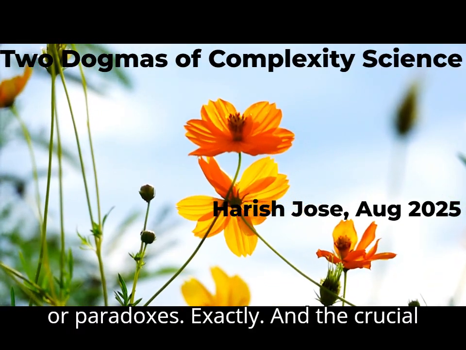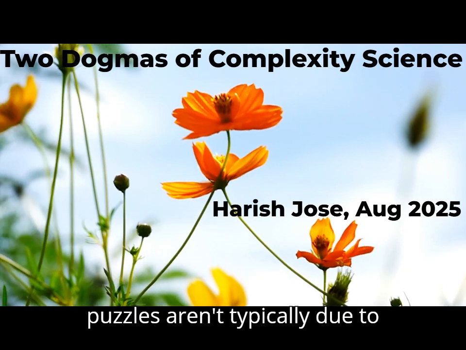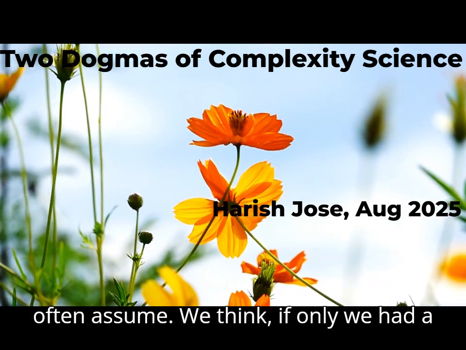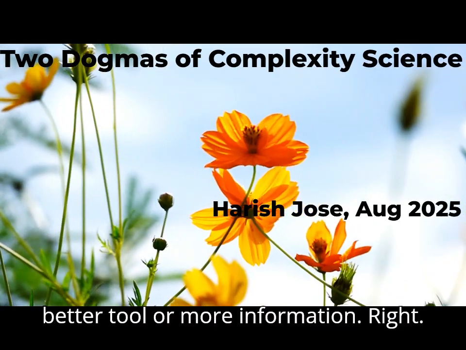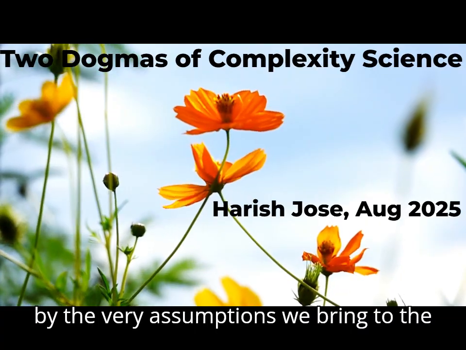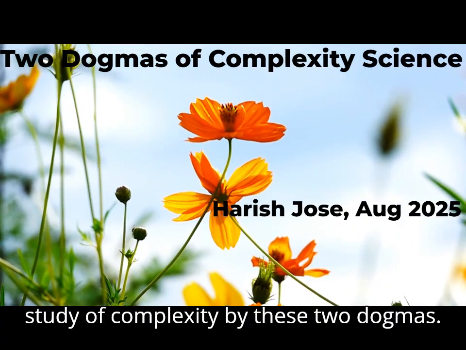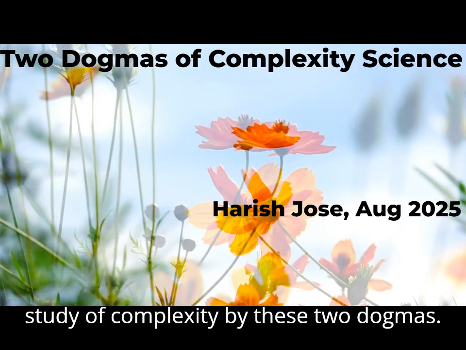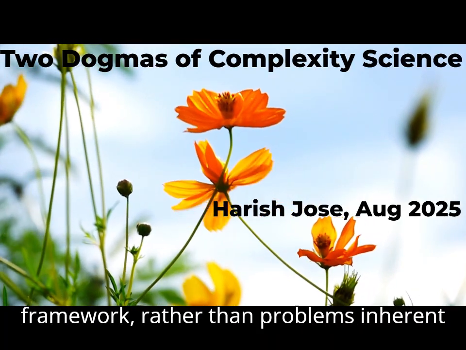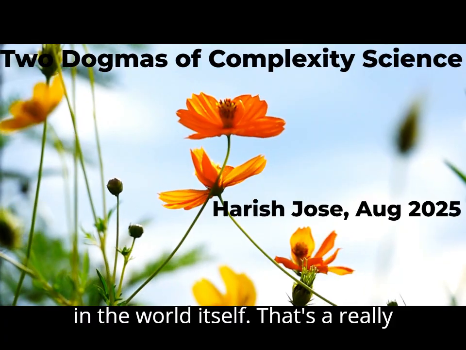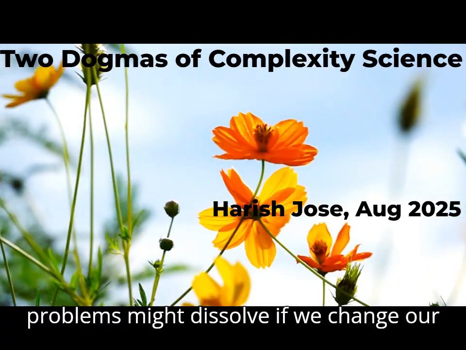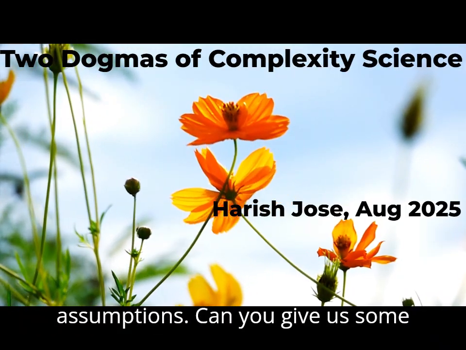Exactly. And the crucial insight Harish offers is that these puzzles aren't typically due to inadequate methods or flawed data, as we often assume. We think, if only we had a better tool or more information. Right. But he argues they're actually generated by the very assumptions we bring to the study of complexity, by these two dogmas. They are artifacts of our conceptual framework, rather than problems inherent in the world itself. That's a really powerful reframing. It suggests the problems might dissolve if we change our assumptions.